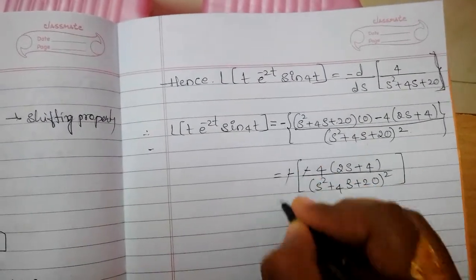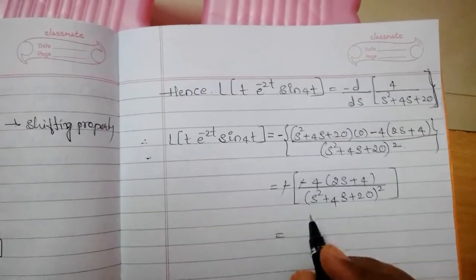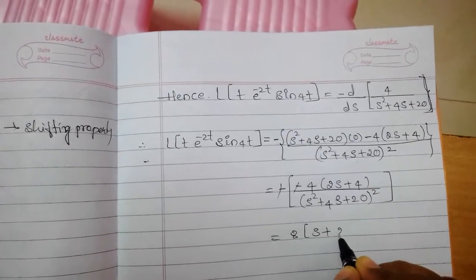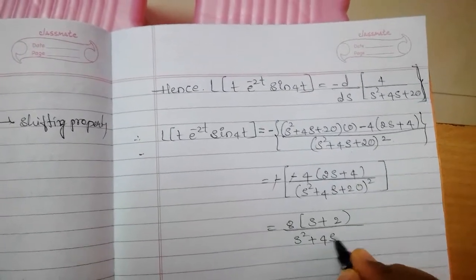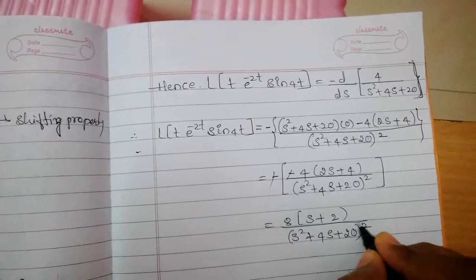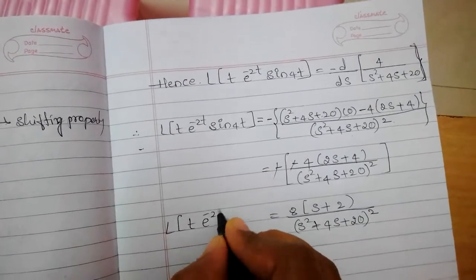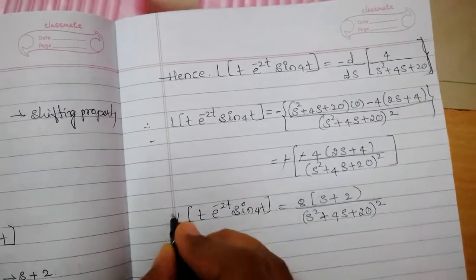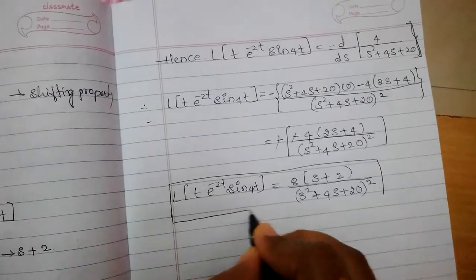Here it is minus times minus, we get plus, and also take 2 common here, it will be 8 into s plus 2 divided by s square plus 4s plus 20 whole square, which is the Laplace transform of t e raised to minus 2t sine 4t. Like this we have to solve the examples using the second property.